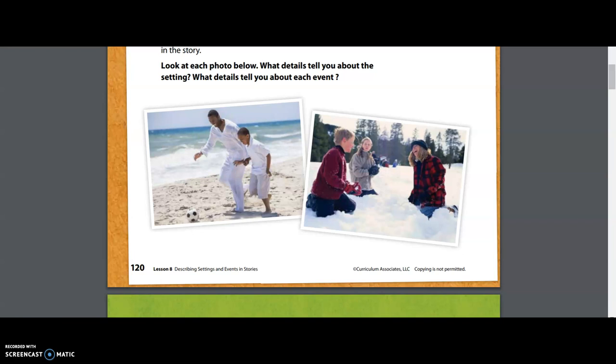What time of the day do you think it could be? So look at the background. Do we see stars? Do we see the moon out? Do we see the sun? Look for those clues.